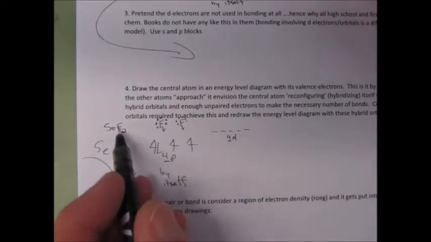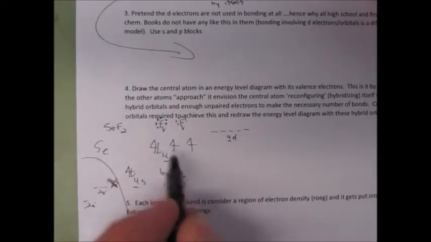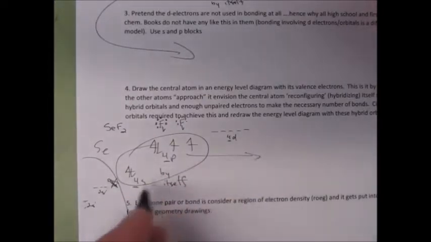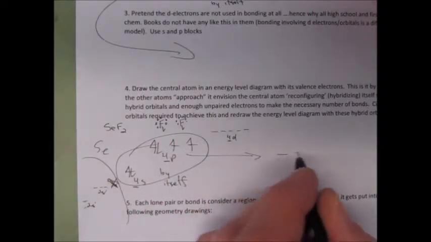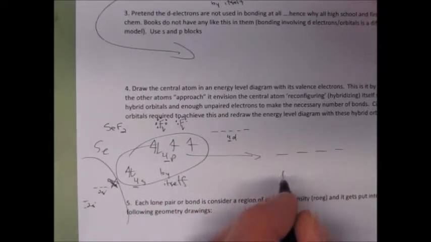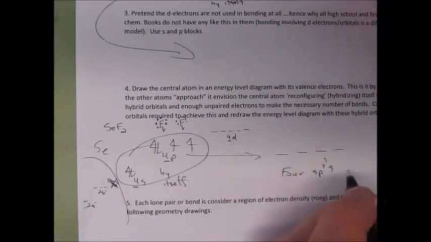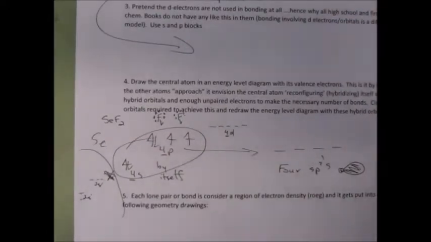But we already know for this fluorine, we only have 2 of them. We only need 2 unpaired electrons. So we could circle this. And how many orbitals did I just circle? 1, 2, 3, 4. We made 4 sp3 orbitals. And all hybrid orbitals look pretty much like this, where they have a tail and most of their electron density is here. That's a standard.